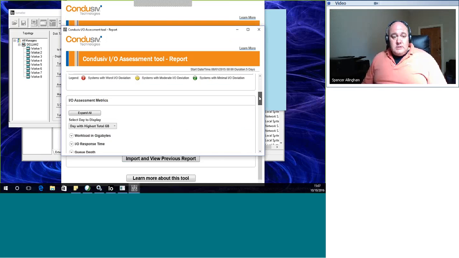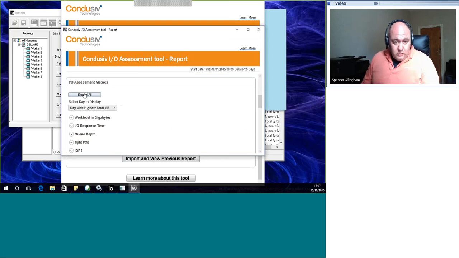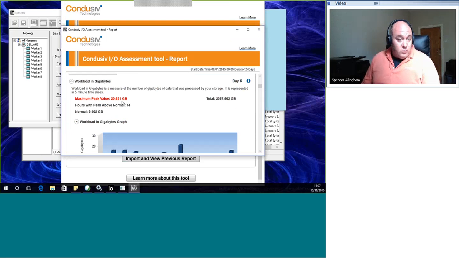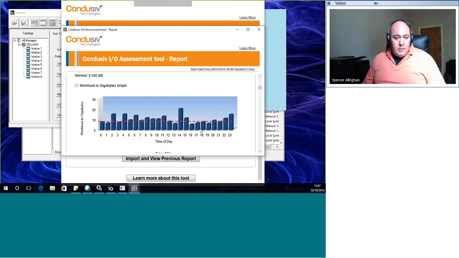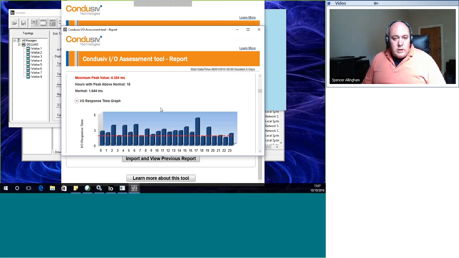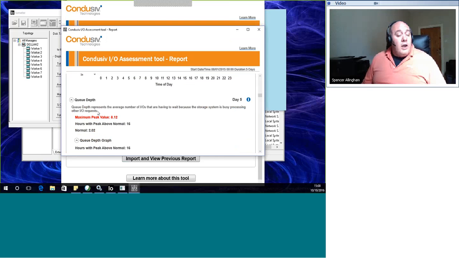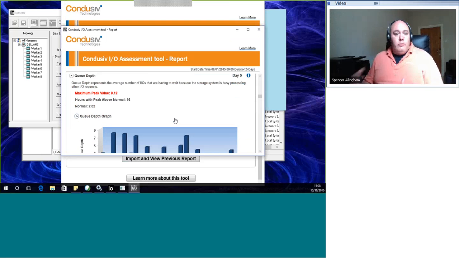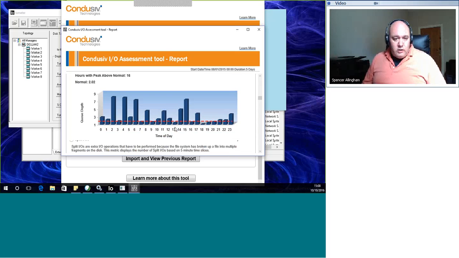And then below that, we've got 11 different metrics. So if I expand them all out, you'll be able to see them. So the first one is the workload in gigabytes, so how many gigabytes were being processed in an hour. Then we've got the average I/O response time, so how quickly were storage IOs getting satisfied at different parts of the day. What does the I/O queue depth look like? I/O sitting in a queue waiting to be satisfied on other IOs that are ahead of them, it's never a good situation. So what part of the day are your IOs queuing up the most?